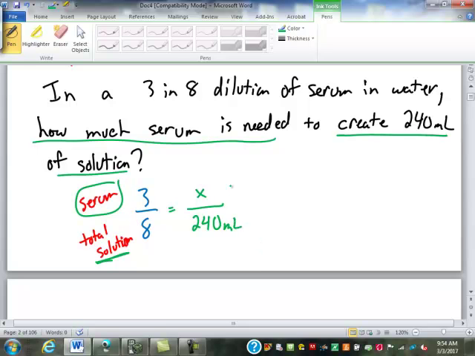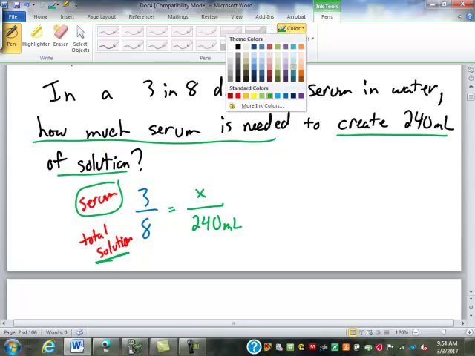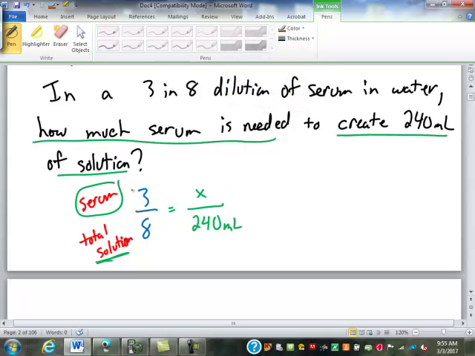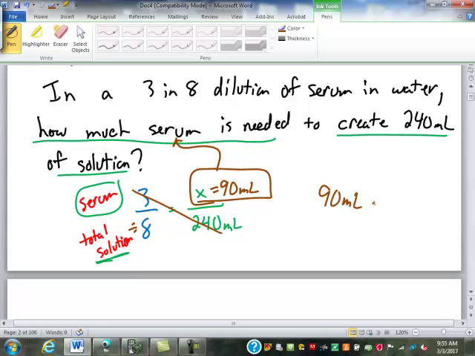So what we had here, the information in the dilution, is the information we needed for this problem. So now we'll just go ahead and cross multiply and divide. 3 times 240 divided by 8 is, what is that, 90 milliliters? So we need 90 milliliters of serum to create that dilution.